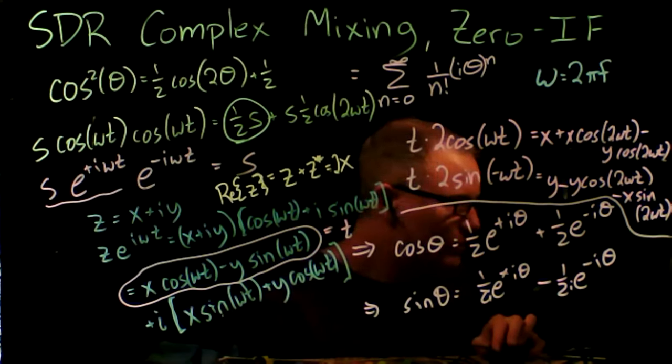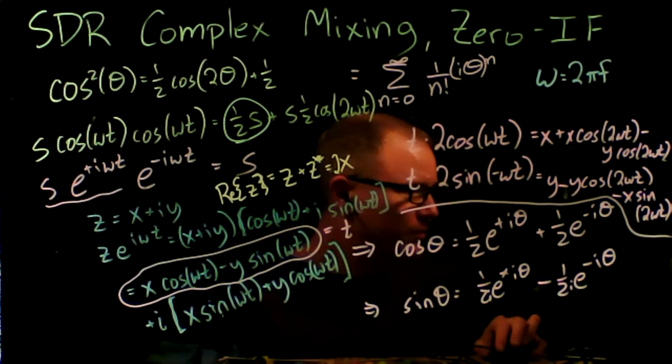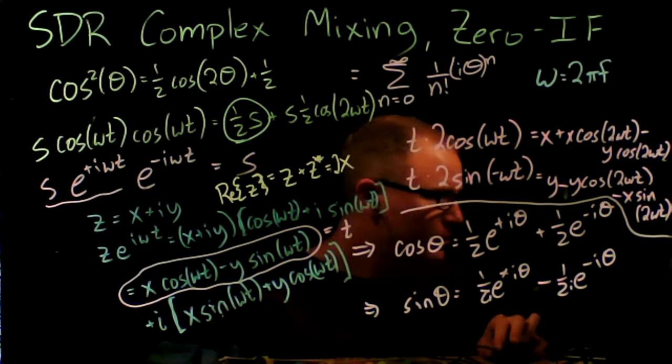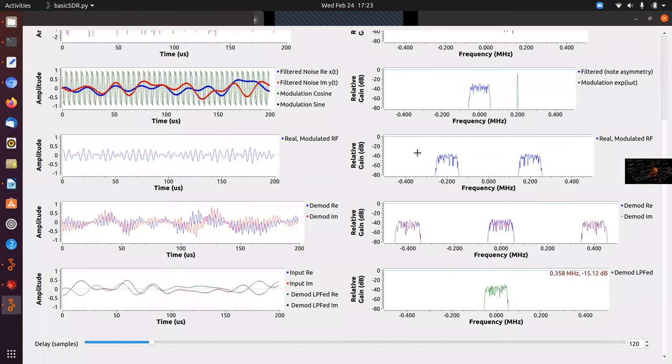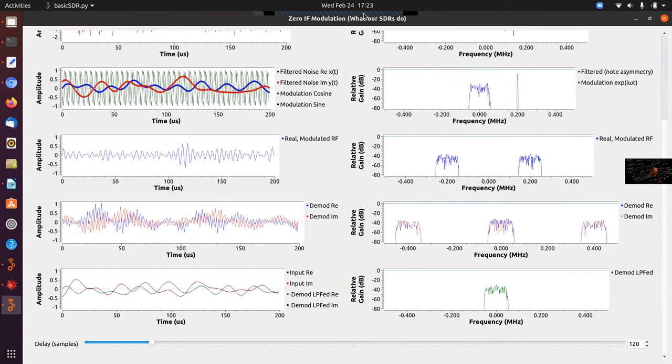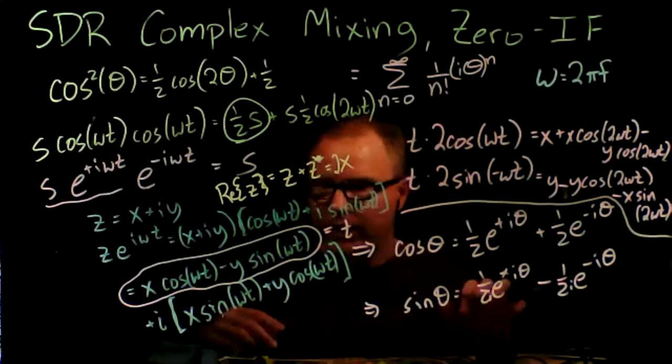I have a quick question. Why is the SDR transmitting both the cosine and the sine over there? Couldn't it technically just transmit the cosine and then make the sine from that? Because it's cosine theta plus i sine theta, or omega, I mean.